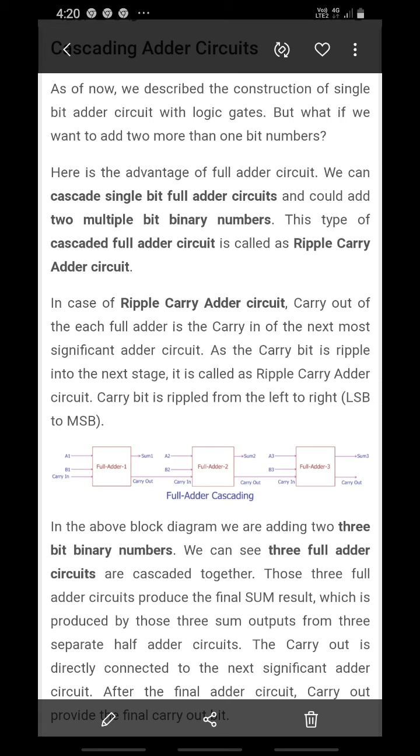After the final adder circuit, carry out provides the final carry output.